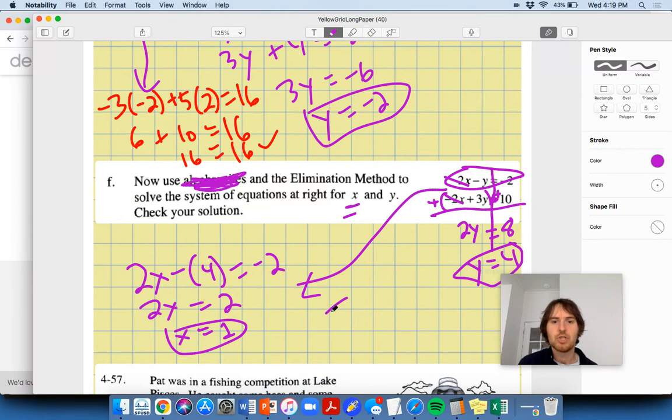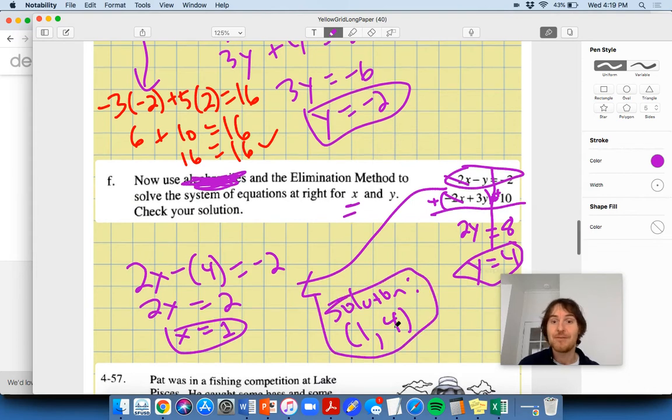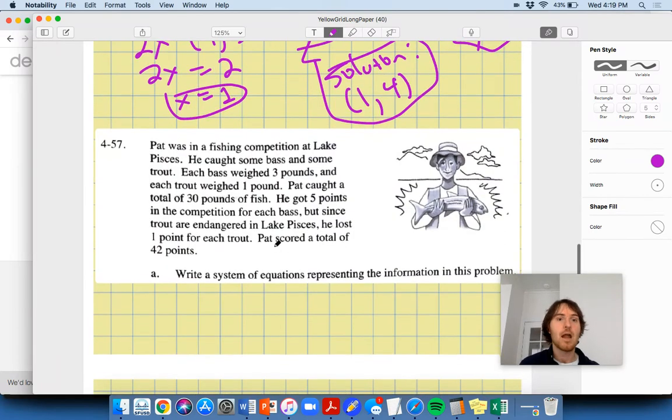Okay, so my solution, and I like to write it as coordinates, just to make sure that I did the whole system. So remember, a system of equations is 2 or more equations that share the same variables, and usually that's 2 variables. So write it out as a coordinate pair, right? They're paired up with one another. There's my solution on the graph. If I had both those lines graphed, they'd intersect at (1, 4). All right, continuing onward here.